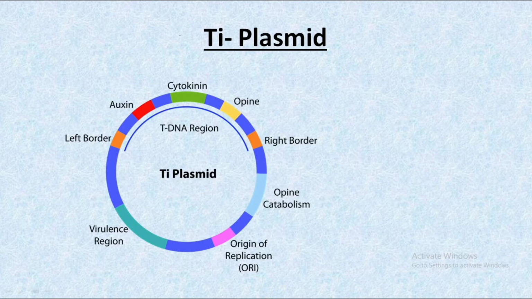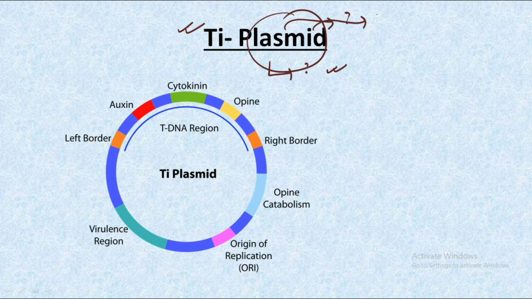So let's talk about the Ti plasmid. And before the Ti plasmid, what is a plasmid? A plasmid in simple words means the extrachromosomal DNA present in the bacteria, and the most important work of this plasmid is to help generate its own copy. It is not essential for survival, but it provides an additional advantage to the bacteria. We have already studied what plasmids are and their various types in the microbial physiology lecture.